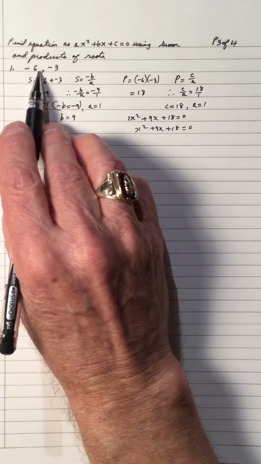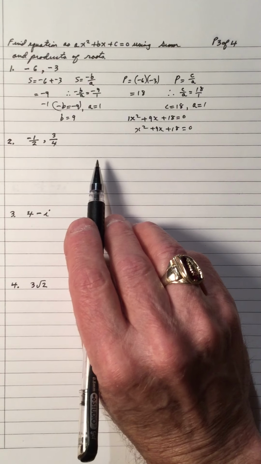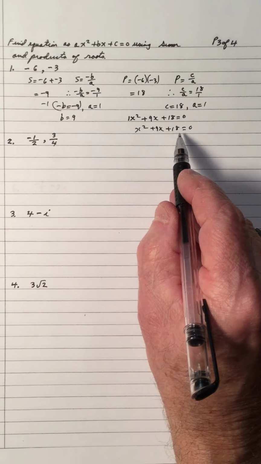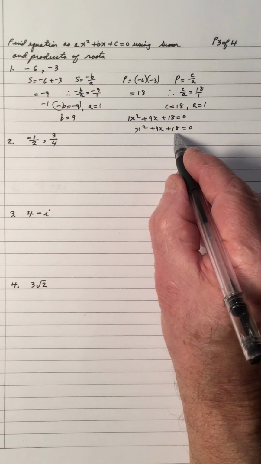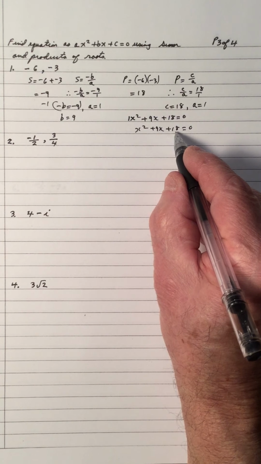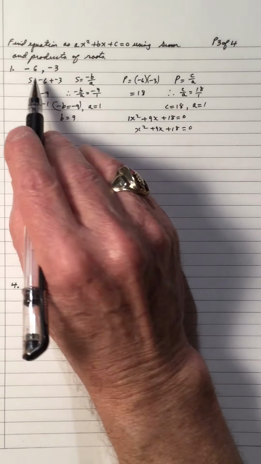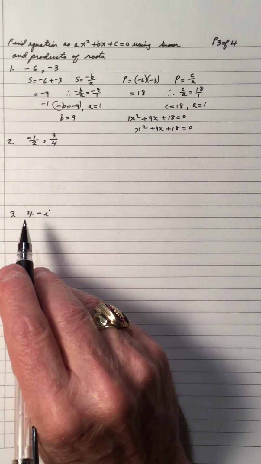And again, you check it out by subbing the roots in to see if you get 0. Or if you factor this, you will get x plus 6, x plus 3. When you make them equal to 0, they become negative 6, negative 3. Number 2, the sum of the roots.